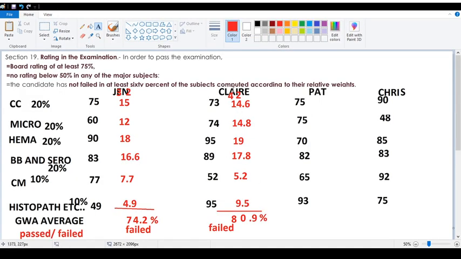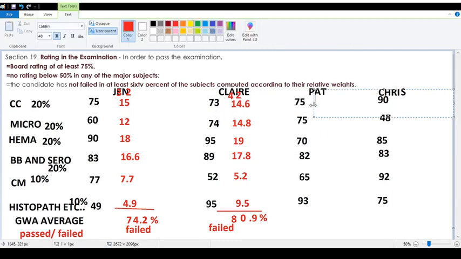Okay. So, why did Claire fail the examination? Because she was not able to pass at least 60% of the subjects computed according to their relative weights. Okay, so that is the reason, or the rationale, why she failed the examination. Okay, it's easy, right? So, we still have other examples.